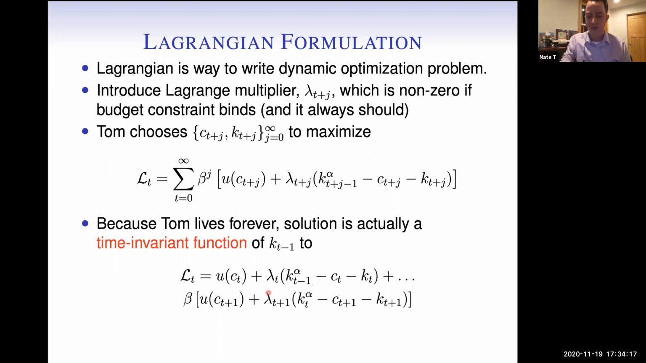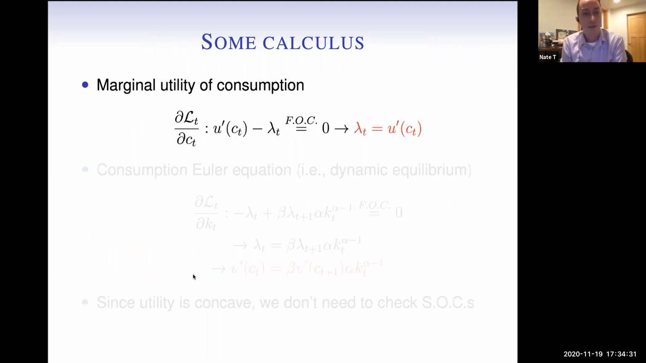Okay, so now for some calculus. We have written our whole optimization problem as this expression here. All we want to do is maximize this Lagrangian, choosing consumption and investment to maximize it. So all we need to do is take two derivatives. We can take the partial derivative of the Lagrangian with respect to consumption today. And what you get is the Lagrange multiplier equals the first derivative of the utility function. We call that U prime, the marginal utility of consumption.